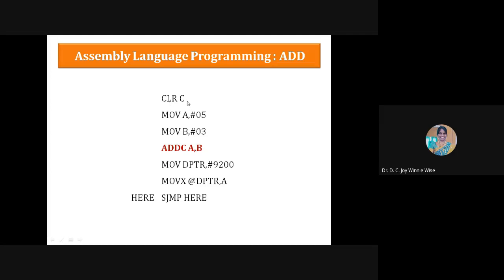Suppose if I didn't do this and if previously the carry bit is 1, the answer may go wrong. Okay, suppose if I didn't use this CLR C instruction, take carry bit as 1, so the output will be 05 plus 03 plus 01 will be added. So we get 09. So it will be wrong. So we have to clear the carry bit and then we have to use this ADDC instruction. The same program. Okay, just I have included this CLR C and instead of ADD, I have used ADDC.